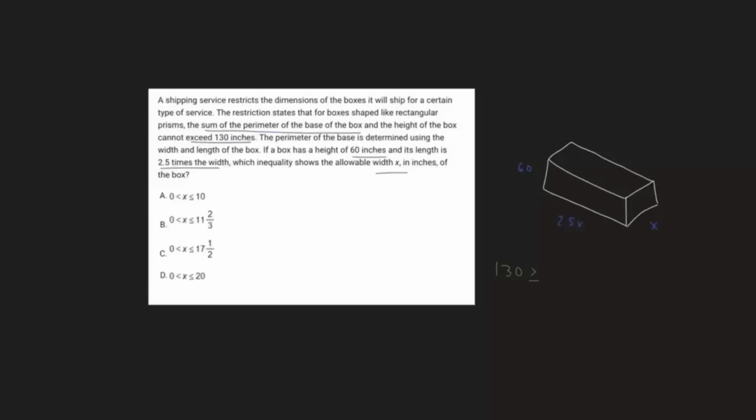All right, so now we need to find what the restriction actually is for that 130 inches, right? Well, it says right here, it's the sum of the perimeter of the base of the box and the height of the box. And so the height of the box, first off, we have a value of 60. So we have 60, and it's the sum. So we're going to add this to whatever we have with the perimeter of the base of the box. So the perimeter of the base of the box is just that base, that one side, right? So that one side, we're going to have that length and that width.